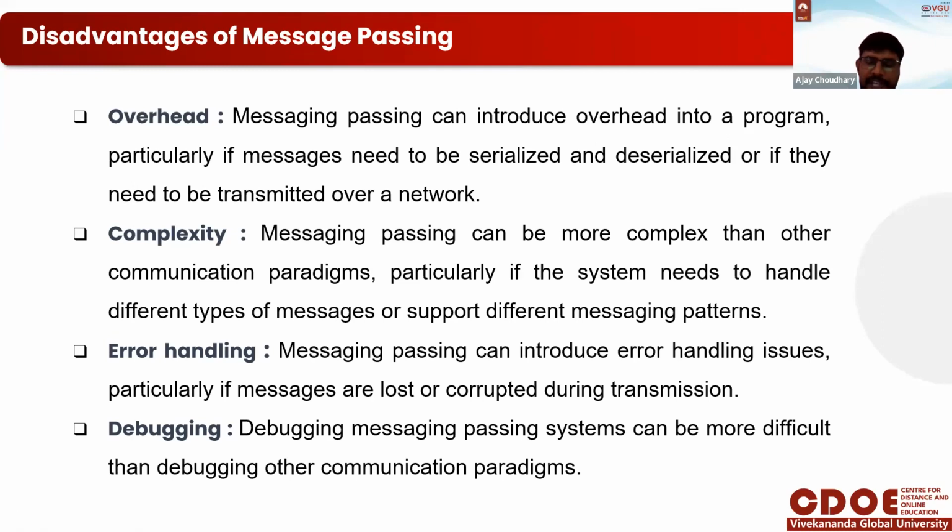Complexity. Message passing can be more complex than other communication paradigms, particularly if the system needs to handle different types of messages or support different messaging patterns. Error handling. Message passing can introduce error handling issues, particularly if messages are lost or corrupted during transmission. If a message is lost or corrupted, the second process or thread cannot understand what kind of message the thread provided. Debugging. Debugging a message passing system can be more difficult than debugging other communication paradigms.